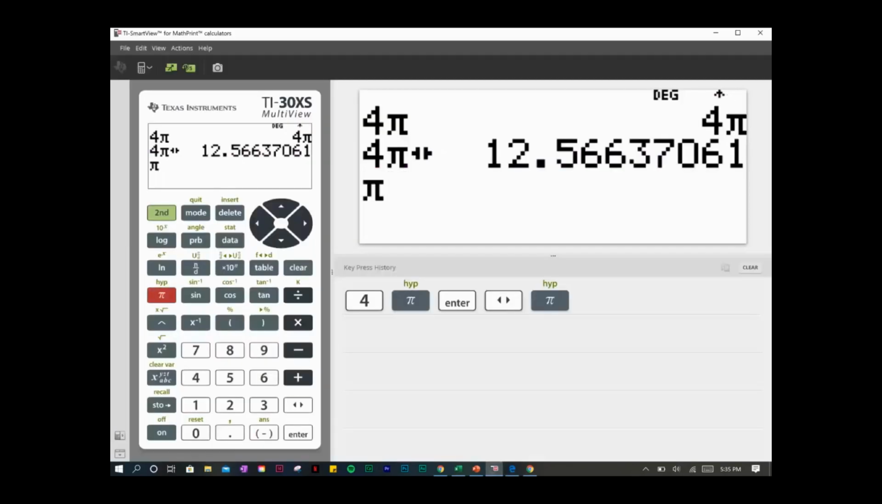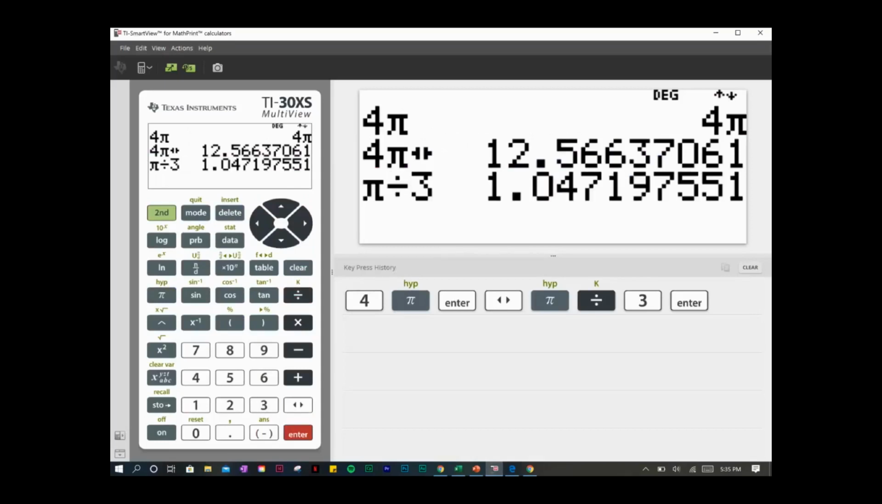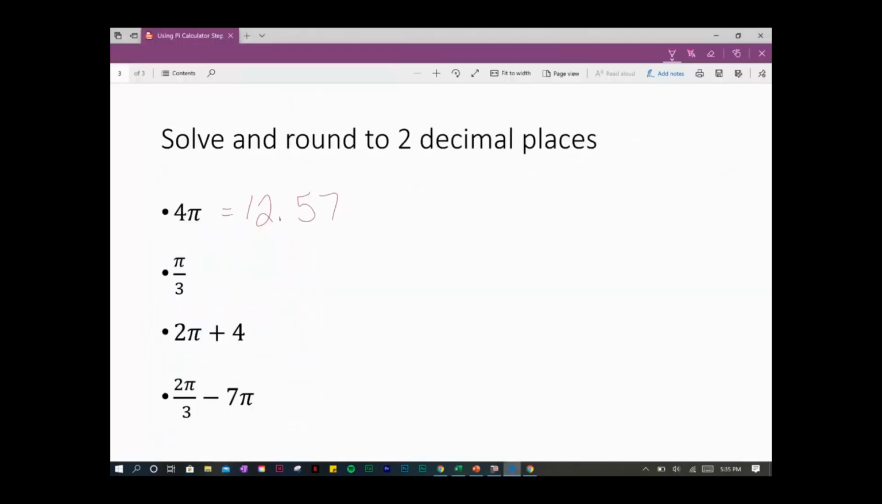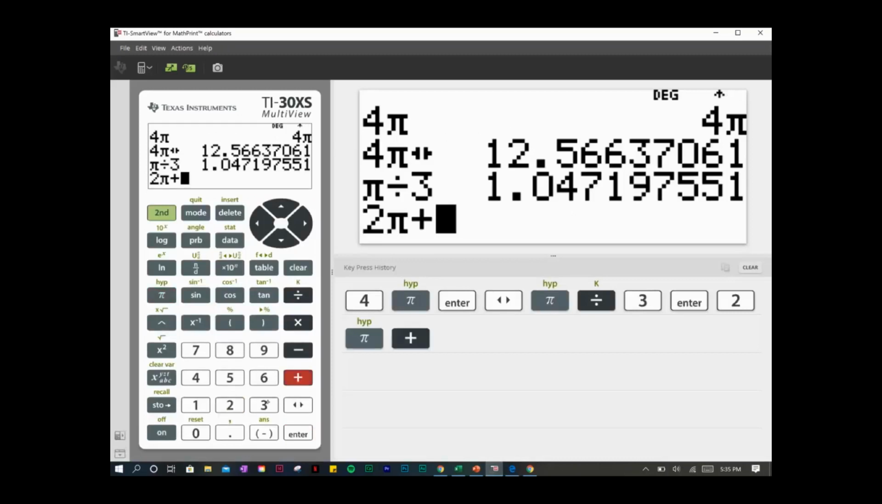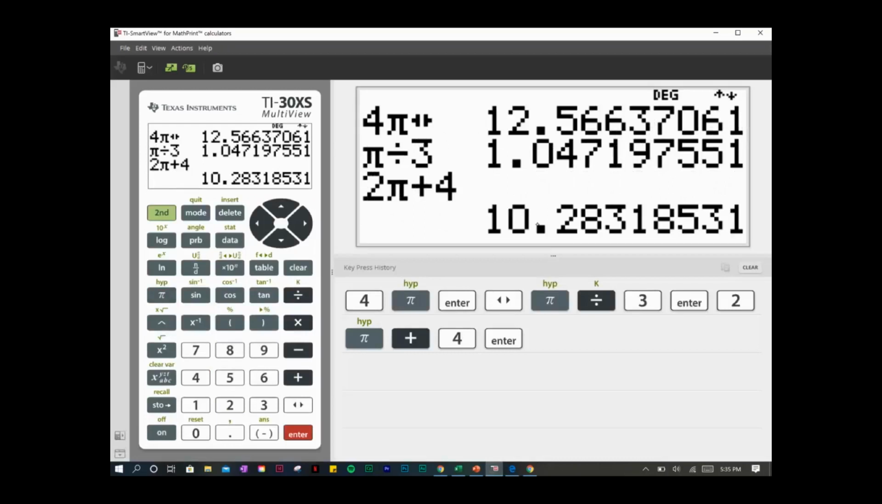So I'm going to type in pi divided by 3, or you could use the fraction button to type it in also. Either way works. And I get 1.04, but the number after the 4 is a 7, so it makes that 4 round to a 5. So I get 1.05. Next is 2 pi plus 4, exactly like it looks on the paper, and enter. So I get 10.28. The number after the 8 is a 3. Since it's less than 5, it does not make the 8 round up, so it's going to stay at 10.28.